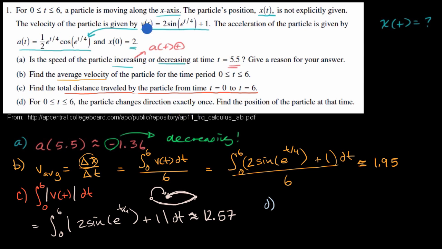So what we could do is just say, when does our velocity function equal 0 in that interval? So we need to solve 2 sine of e to the t over 4 plus 1 is equal to 0. And actually, you can solve this using traditional methods, but you're going to have to use a calculator at some point to take a natural log. So let's just use the calculator solver function because we can.